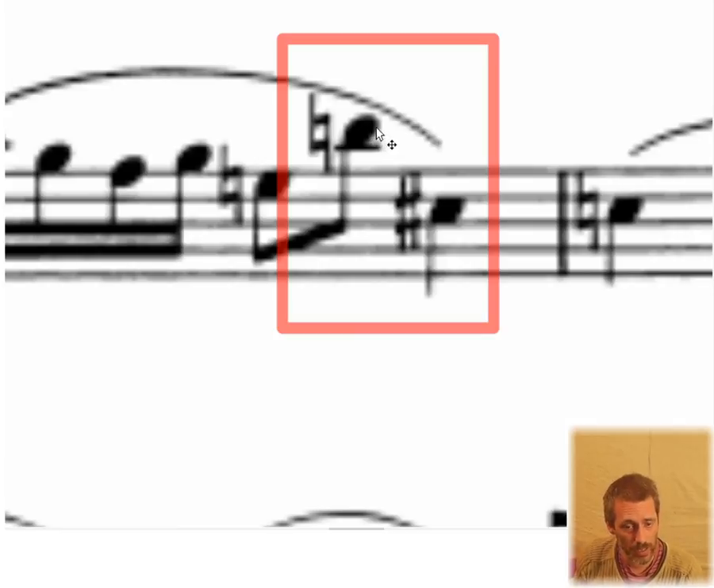So again, count the steps. C, D, E, F, G, A, B. We've got a seventh. We know it's that. In a C sharp scale, there should be a B sharp. So the fact that this is a B natural means that that B sharp has been moved down slightly. So that is going to be a minor seventh, not a major one, because otherwise it should be a B sharp.